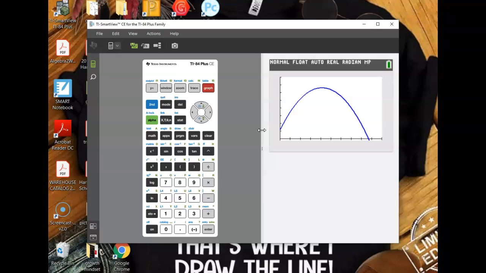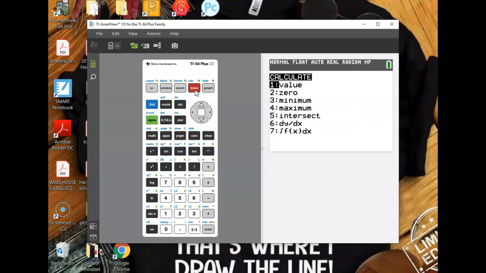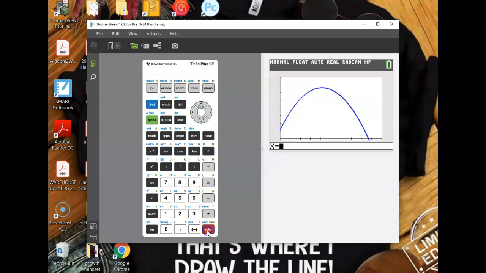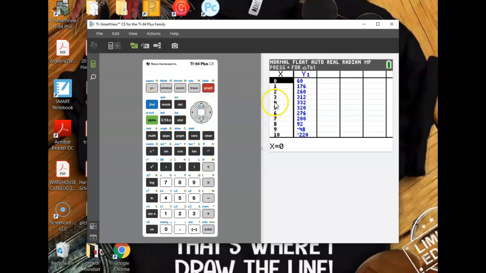Couple options. We can go do it in the home screen and put a 3 in. But since we've graphed it, I like just go trace 3, and that'll tell me where it was at 3. I could also choose second calculate, second trace, and say find the value at 3. I could also go to the table and scroll down to 3. Did you get 312 no matter which way you did it?